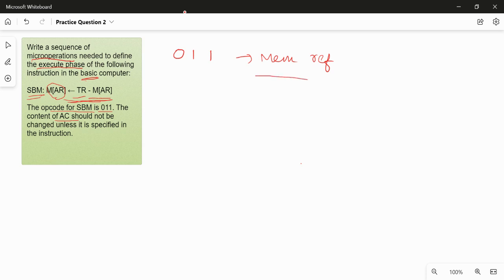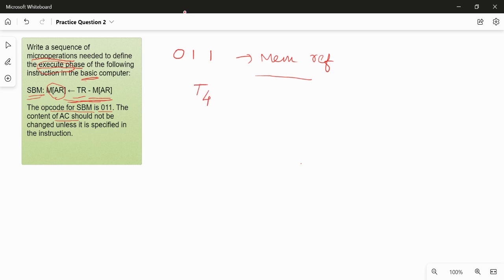instruction. Determining the type of the instruction is important for such questions because here you have to decide from which timing signal the execute phase will start. You are required to give the logic for the execute phase only. You are not required to give the logic of the remaining instruction cycle phases. Okay, so as we have decided that this is a memory reference instruction, the execution will start from time T4.